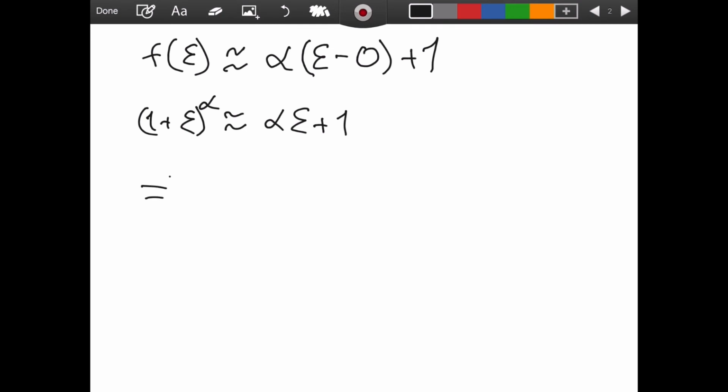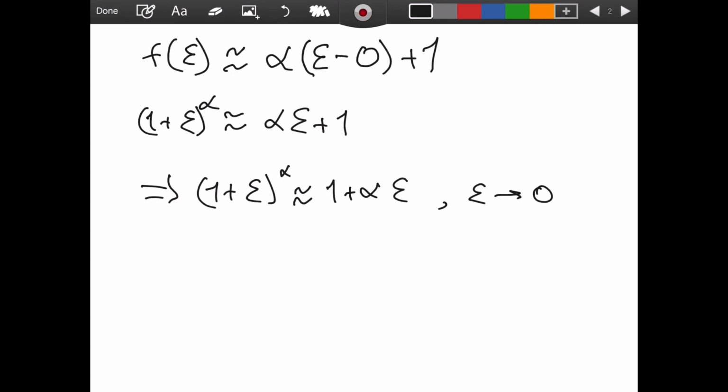If we make this a little nicer, a little more familiar, we see that we have, I meant to put an approximately equals there, 1 plus epsilon alpha, or you could say alpha epsilon, which is correct as epsilon approaches 0. So this was the focus of this video, and we have actually proven this.